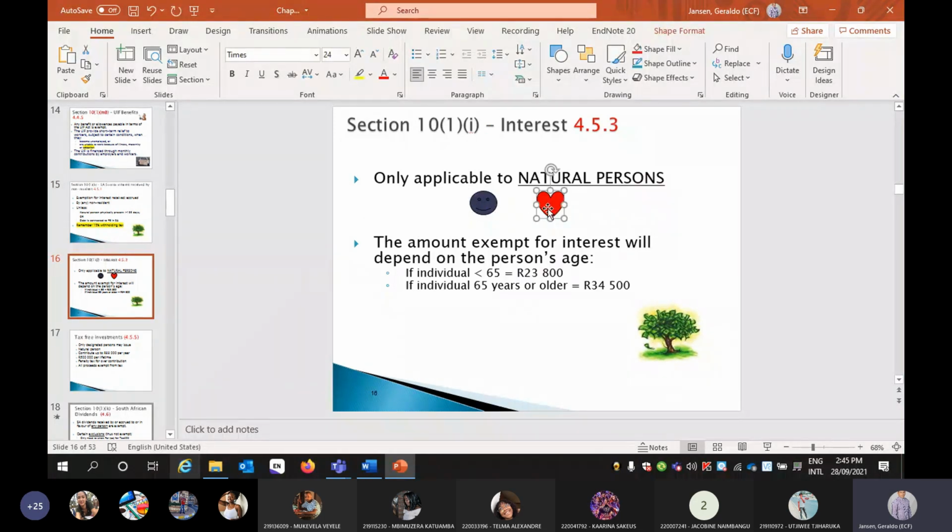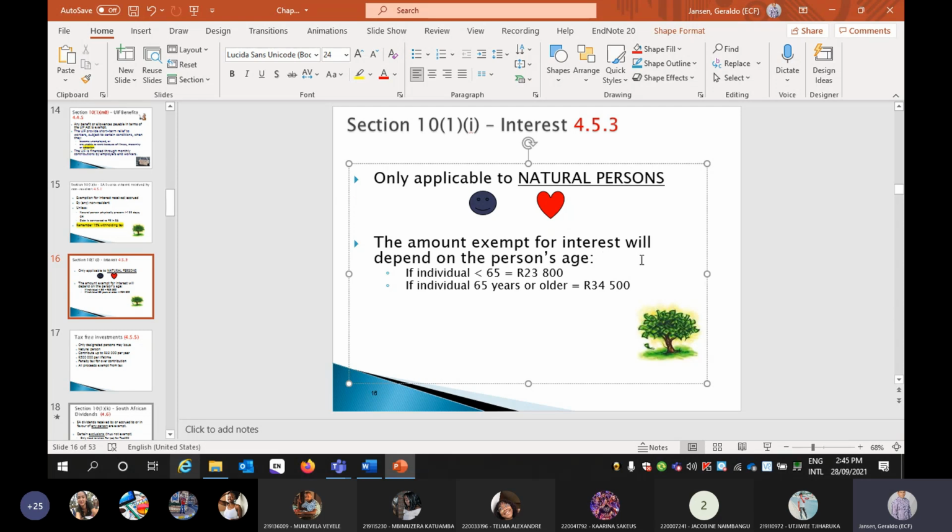Remember, natural persons are people that can feel, that can love, you and me, people that hurt each other's feelings when they don't submit their test online. That is a natural person. That is someone who can feel.